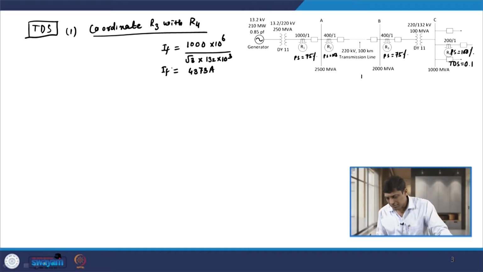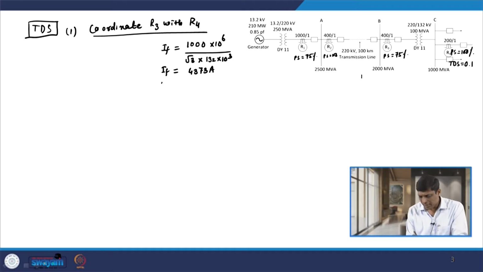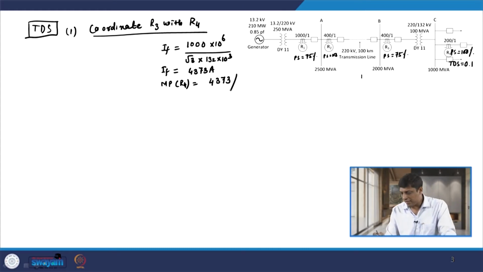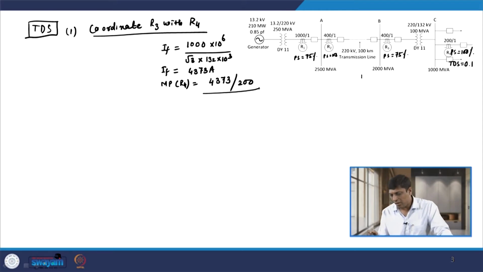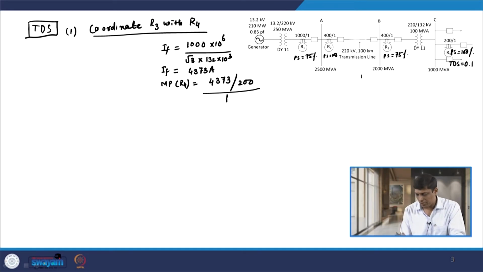Now, utilizing this fault current, let us calculate the multiple of pickup current of relay R4. As I told you earlier, the multiple of pickup current is given by the fault current referred to the CT secondary, divided by the plug setting. The CT secondary of relay R4 is 200, and the plug setting of relay R4 is 100%, that is 1. So the value is 21.865. This is the multiple of pickup current of R4.